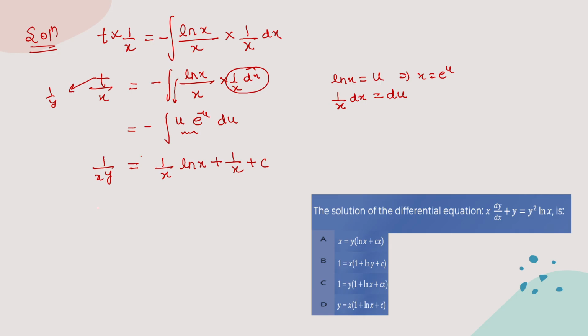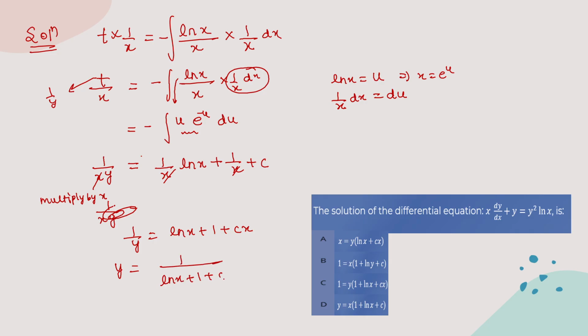So for the final solution from here, you can take the LCM, or let's remove the x from both of them. So simply multiply by x. When you do the multiplication, you will be getting 1 by y is equal to ln x plus 1 plus cx, and then simply take the reciprocal, because y we have to find out. So y is 1 upon ln x plus 1 plus cx.